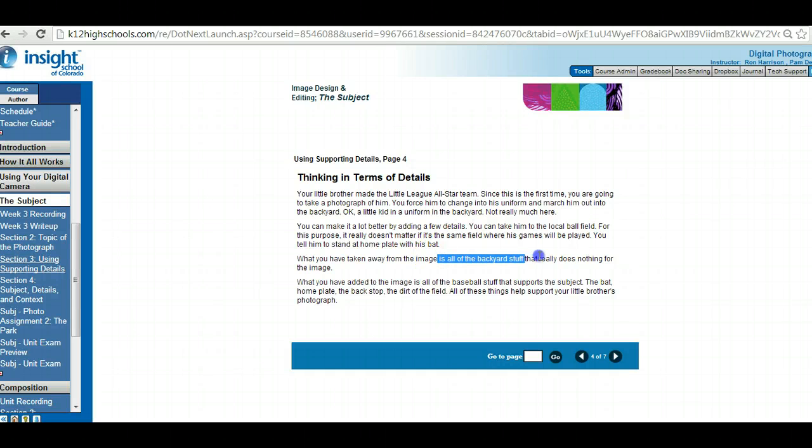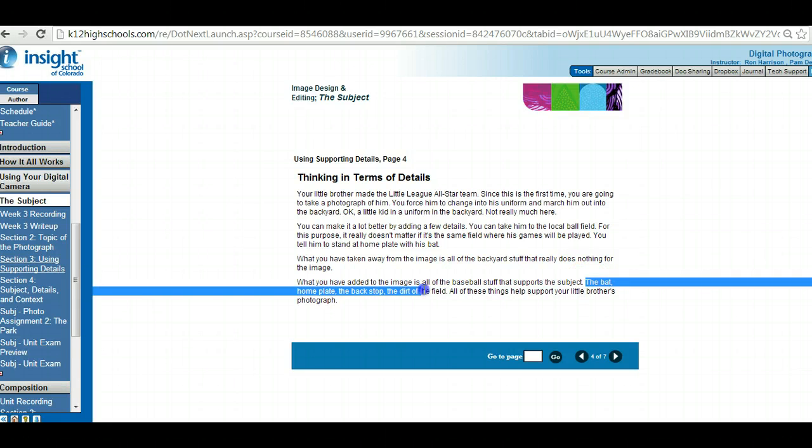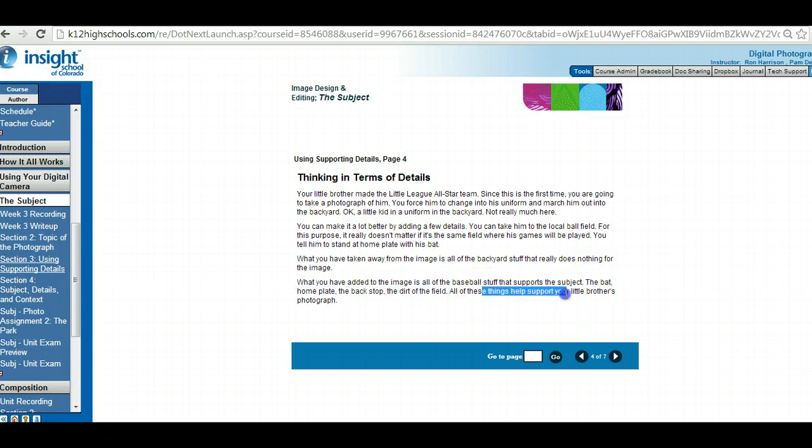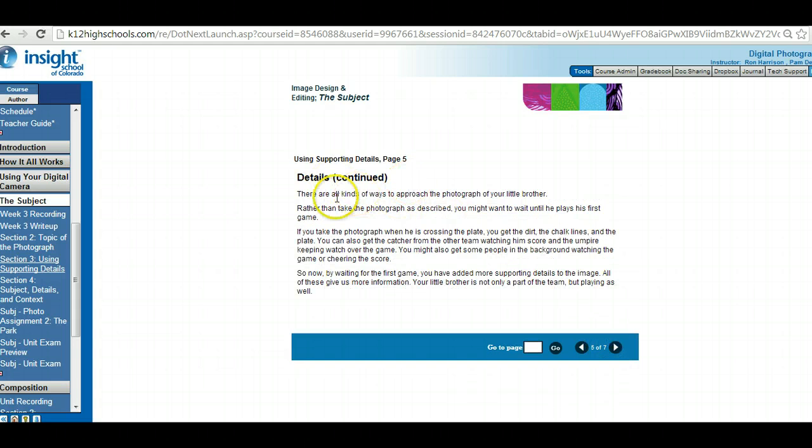Right? Backyard wouldn't really say anything about the image, but being on the baseball field would say a lot about the image. So those images like the bat, the home plate, the backstop, the dirt, those give detail to your little brother's picture. More about detail. So there are all kinds of ways to approach your little brother's picture, right?